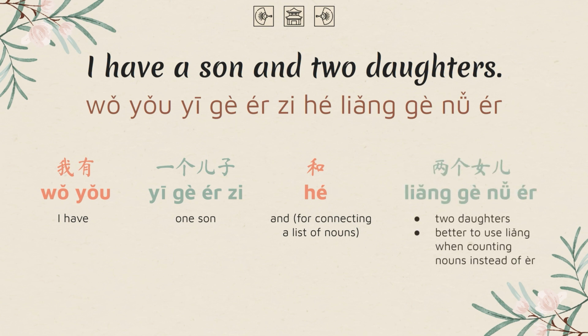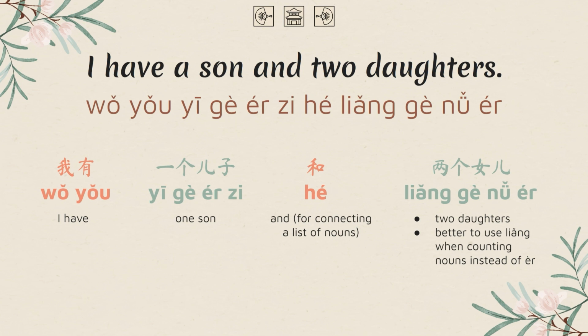2个女儿 means 2 daughters. So again, we're using the measure word 个. You might remember 2 from the numbers lesson where we talked about instead of saying 200 for 200, it's better to say 200. When you are saying 2 things, when you are counting nouns, it's generally better to use 2 instead of 2. So 2个女儿 sounds a lot more natural than 2个女儿. So the whole thing again is 我有一个儿子和2个女儿.